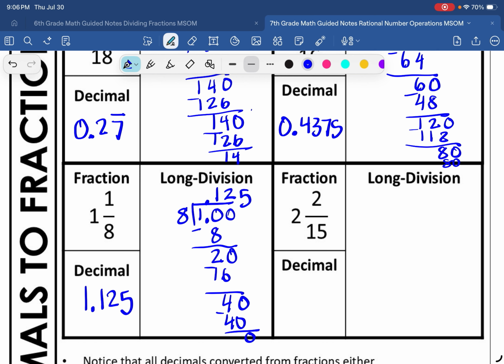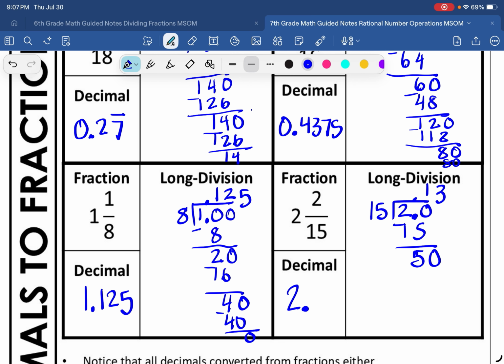Fraction 2 2/15. So my whole is 2. I just need to convert 2/15 into a decimal. So I will divide 2 divided by 15. 15 will not go into 2. I add my decimal. 15 goes into 21 time. 15 times 1 is 15. Subtract, I get 5. Bring down my 0. 15 goes into 50 3 times.